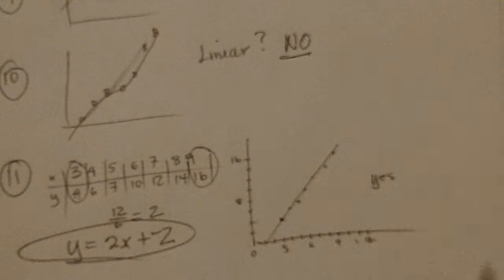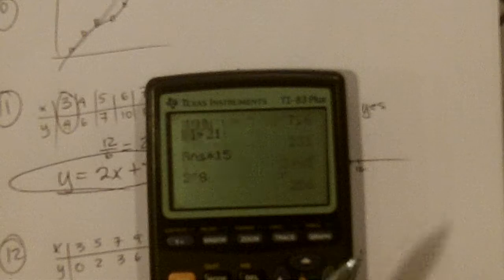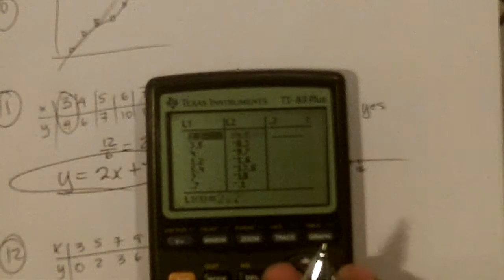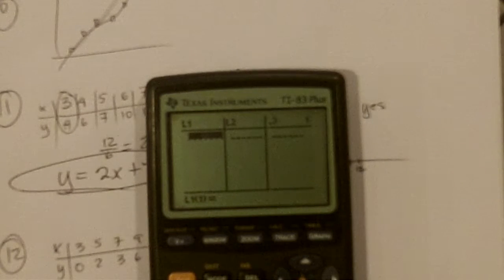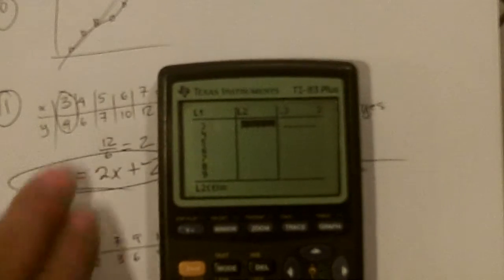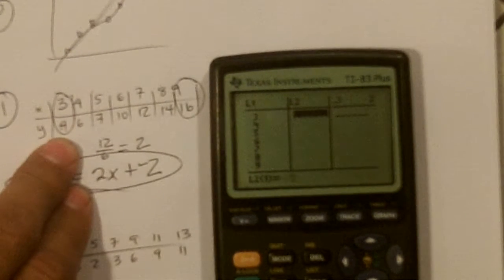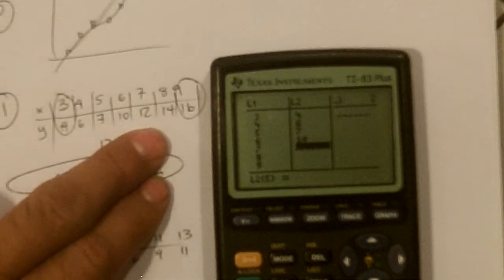Now we're supposed to do it on the calculator, so I'm doing this one so that I can show you that. So just in case you missed it, stat, edit, and I'm going to put in list 1, clear it, come down, clear list 2, and go over here and put in 3, 4, 5, 6, 7, 8, 9. In Y2 I'm going to put in the numbers they had. 4, 6, 7, 10, 12, 14, and 16.